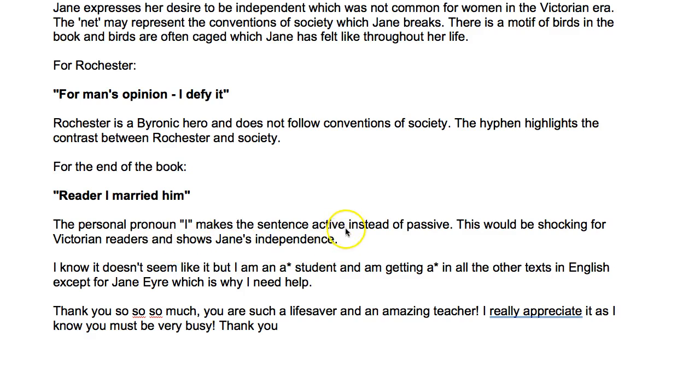Well, for this to work, you're right, by the way, but for this to work, you've really got to talk about how women were proposed to by men. They became the property of men. But here, she has taken full control and therefore subverted, or if you like, inverted, turned on its head, the social convention. I know it doesn't seem like it, but I'm an A-star student not getting an A-star.